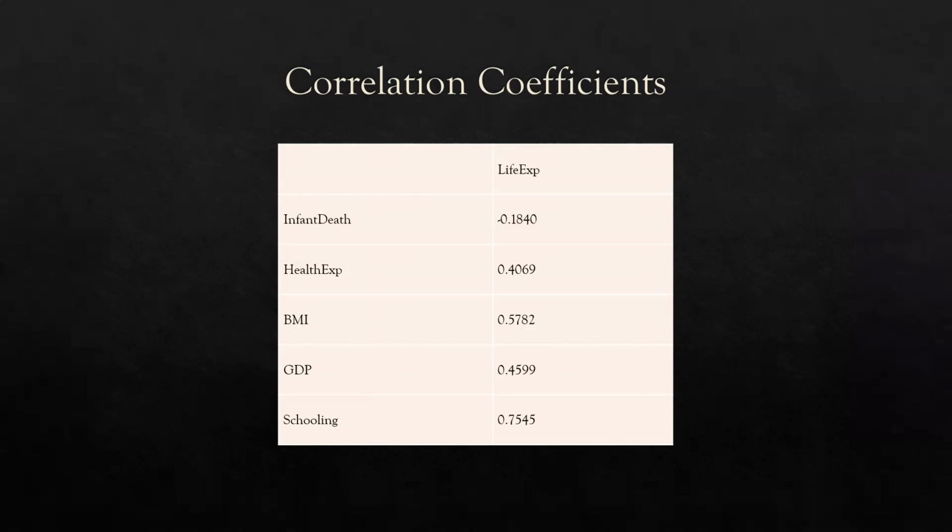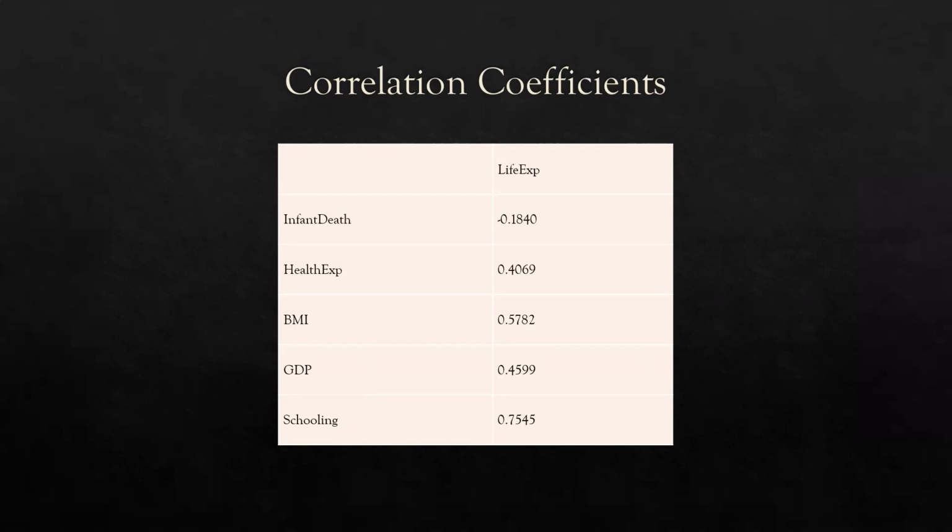The next correlation coefficient is health expenditure with life expectancy. That correlation coefficient is 0.4069. This is just a moderate positive correlation. BMI is 0.5782, which is a strong positive correlation coefficient. This kind of goes against our prediction that BMI is going to have a negative correlation.